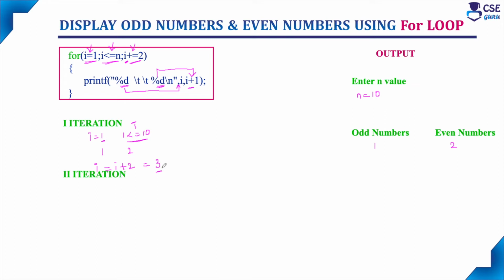For the second iteration, the i value is 3. Check the condition whether 3 is less than or equal to 10. Yes, 3 is less than 10. Condition true.